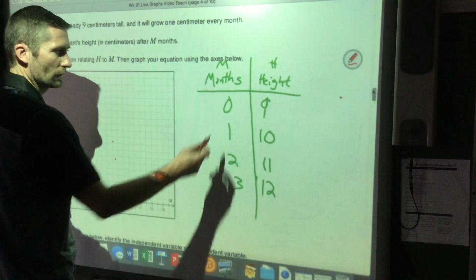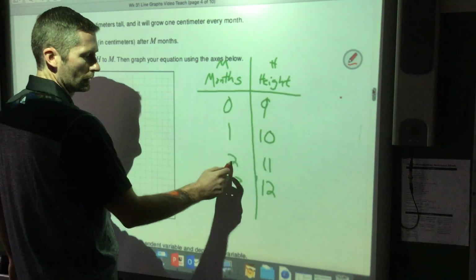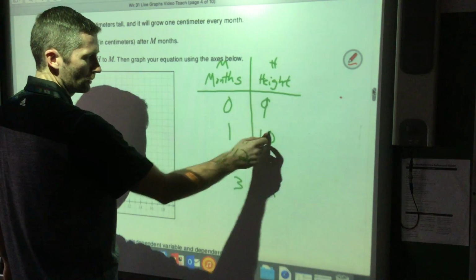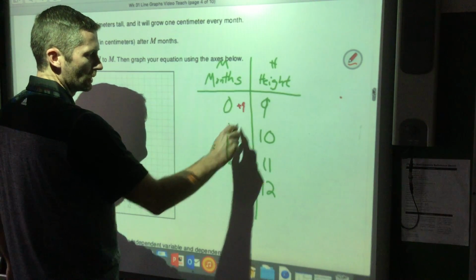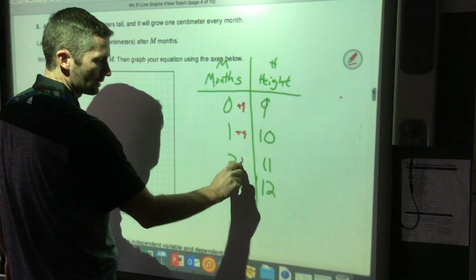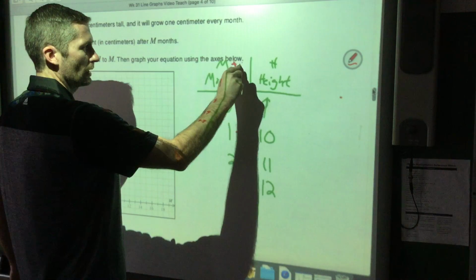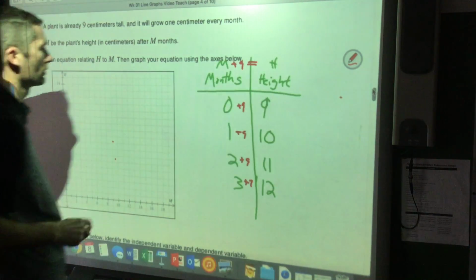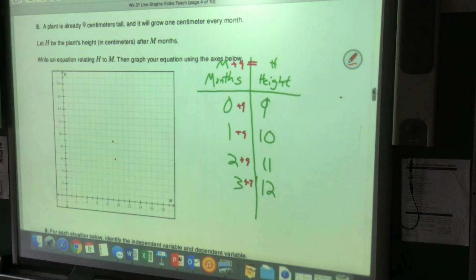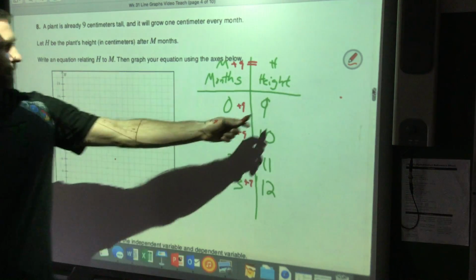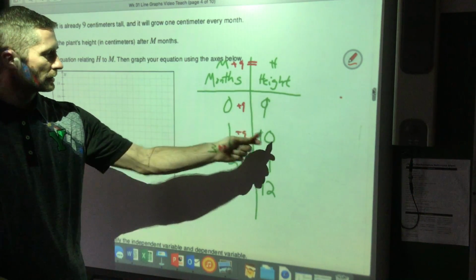Okay, so I got to figure out the relationship here. This is my input, this is my output. Well, each time, looks like I'm going to add 9 to get that. So plus 9 to each of these to get that. So M plus 9 equals H. Okay, so that's one formula. You could also have H minus M equals 9.